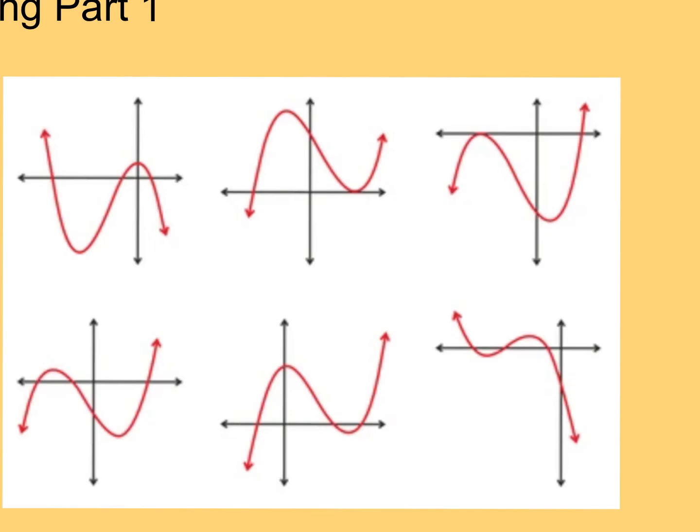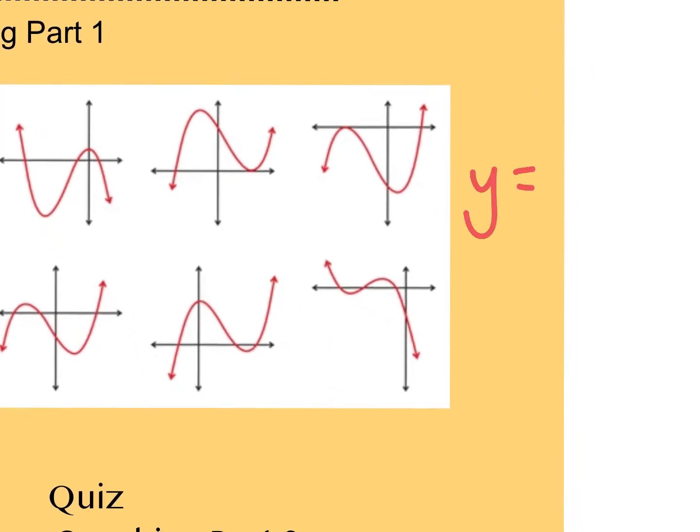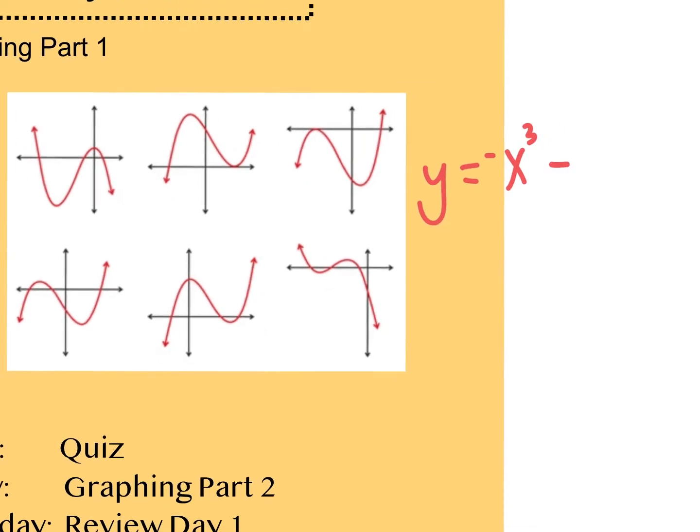So of these graphs, which one could this be? Y equals negative x to the third, let's say, minus 6. Only one of these graphs could possibly be right. I want you to think that through for a minute.